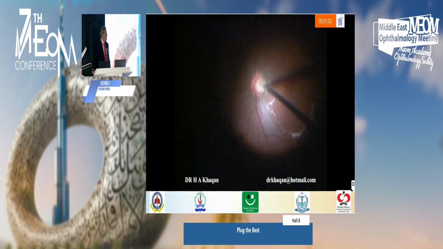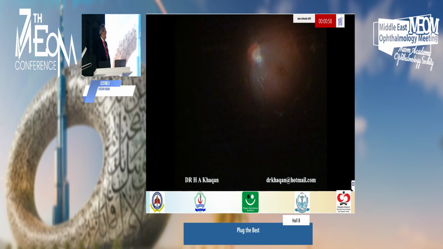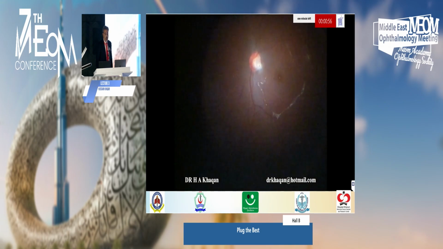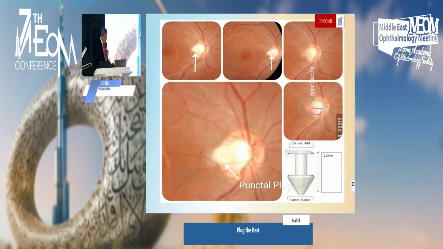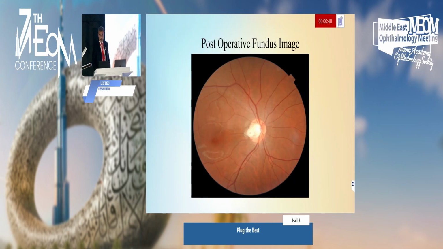and then push it a little bit. At the end of the surgery, you can see the pit is closed completely with the optic disc punctum plug. So here are the post-op images. In the post-op images, you can see the punctum plug is lying in the optic disc pit, and these are the shapes and parameters of the punctal plug.